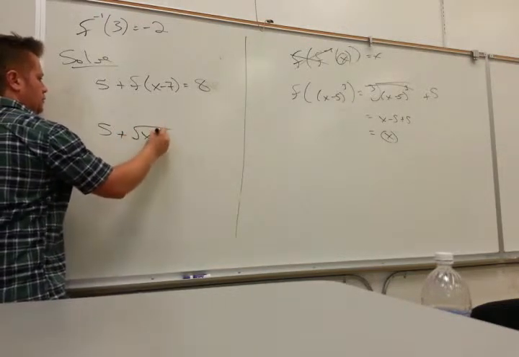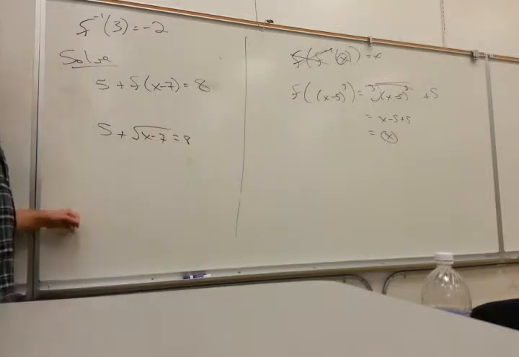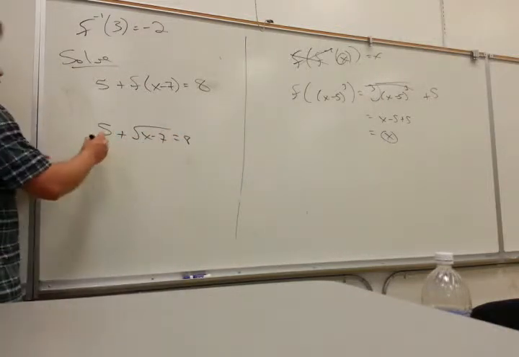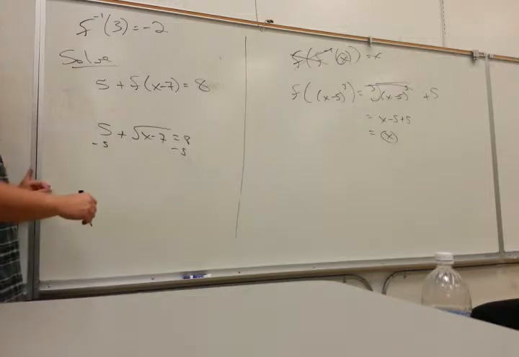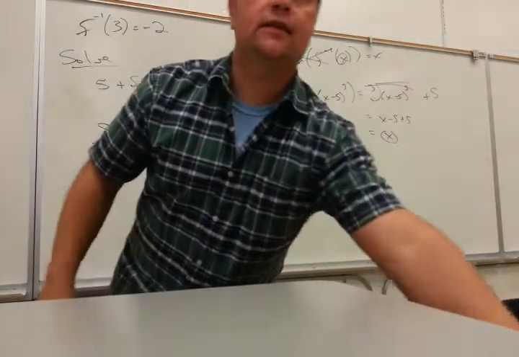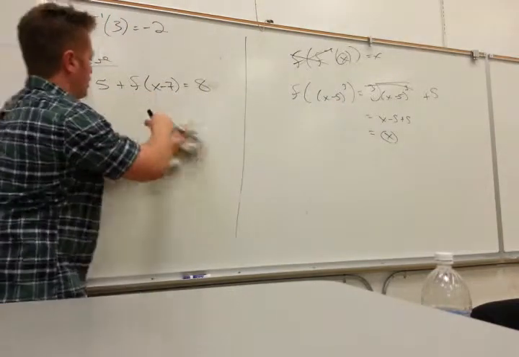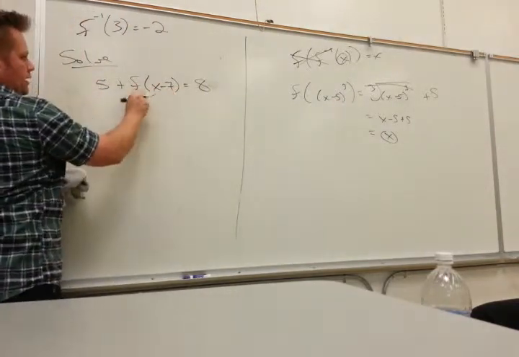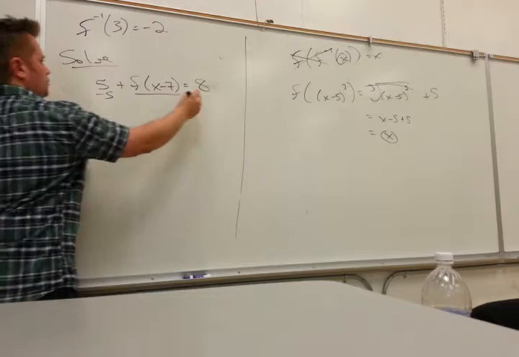If it was this, what would you do first? Subtract 5, and then what would you do? Square, because that's sort of the opposite. It has problems there, but that's the idea, right? So we do the same thing here. My x is there. I get this thing by itself first. Subtract the 5.